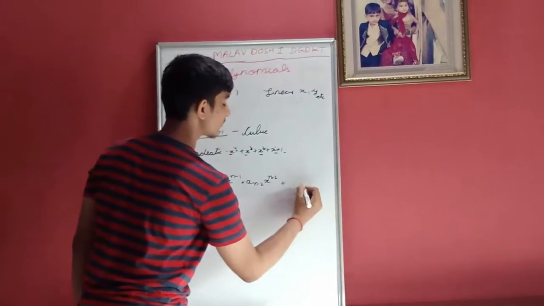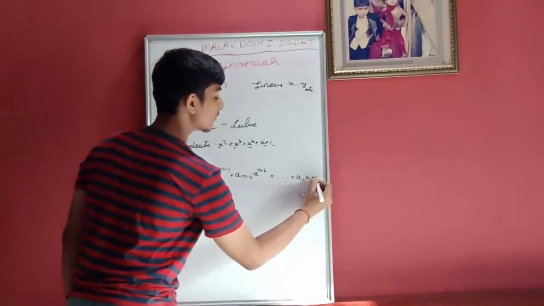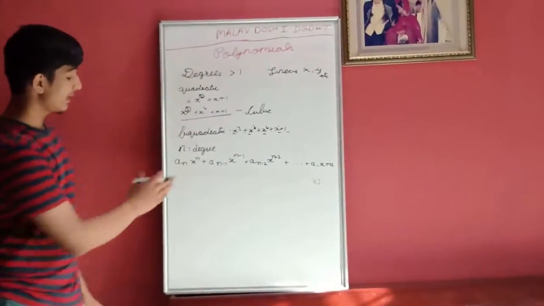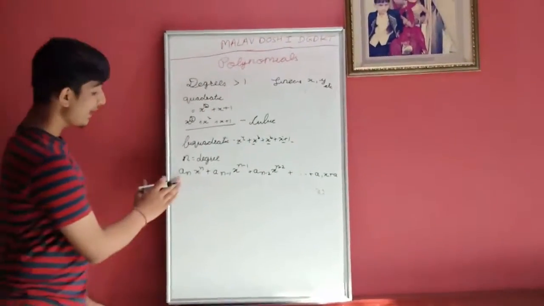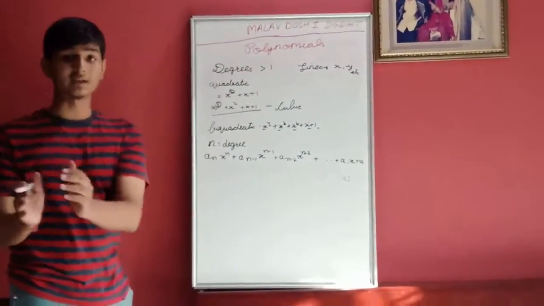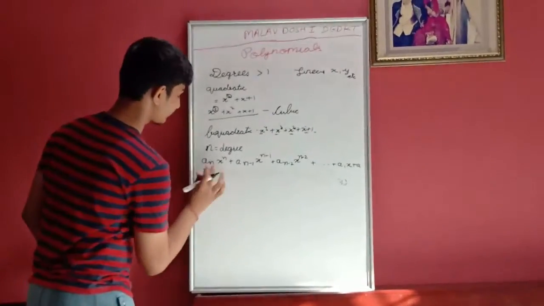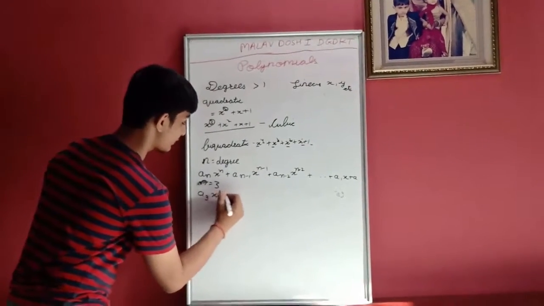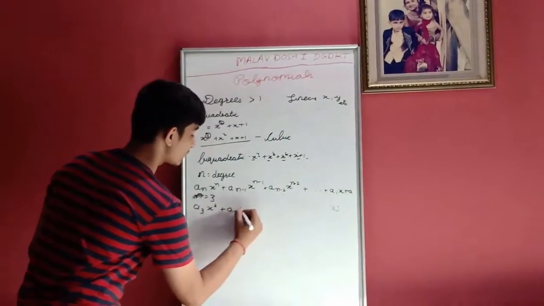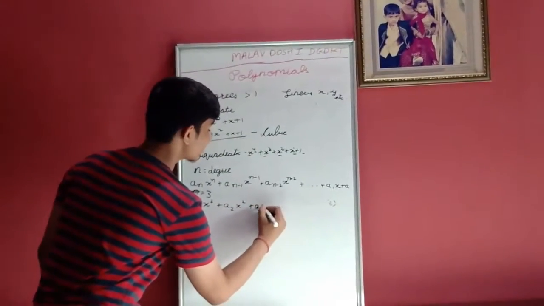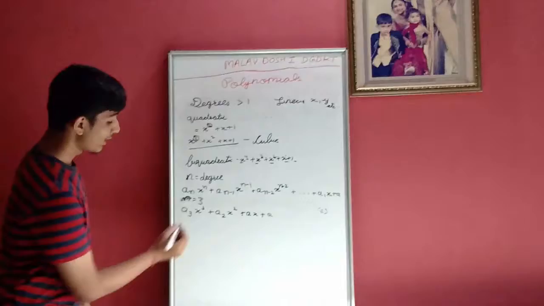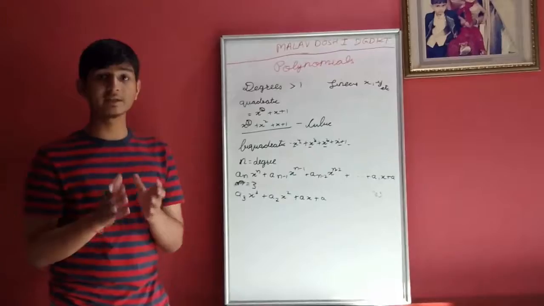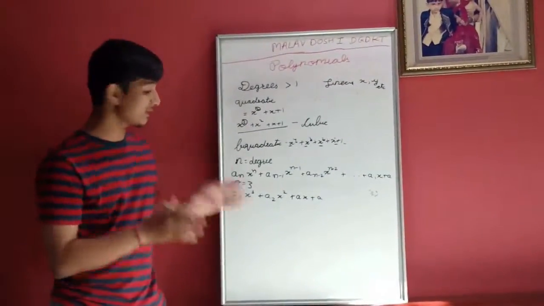Here many students get confused about why n is taken. n is not here for multiplying with a. a n is given to denote that it is the nth term. For example, if n equals 3, then it would be a3 x cube plus a(n minus 1), which is a2, x square plus a1 x plus a0. Now here a3 just denotes that it is the third term, or the coefficient of the third power of x, that is x cube.